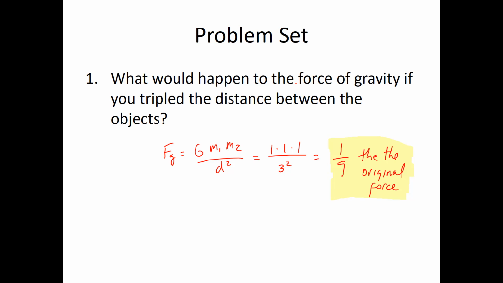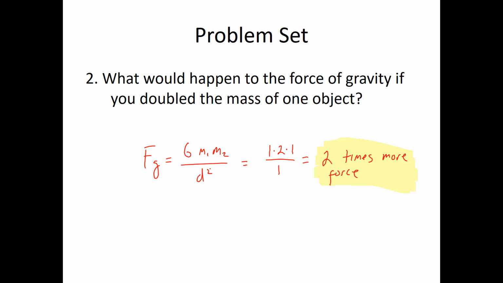Okay, so in the first one, what happened to force of gravity? You tripled the distance between the objects. I'm leaving out the 1 over 1 squared. I should always have that, but I was being lazy here. This right here ends up being 1/9. So that's, if you triple the distance, you get 1/9 the original force.